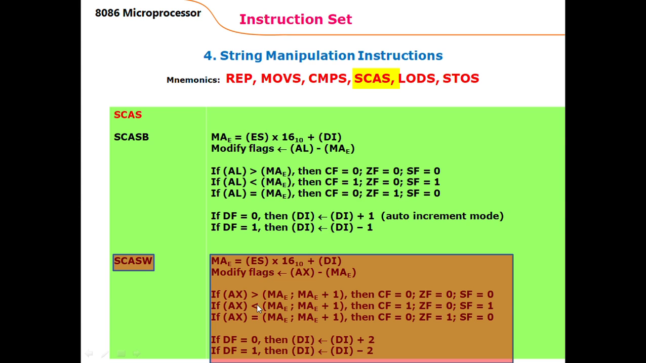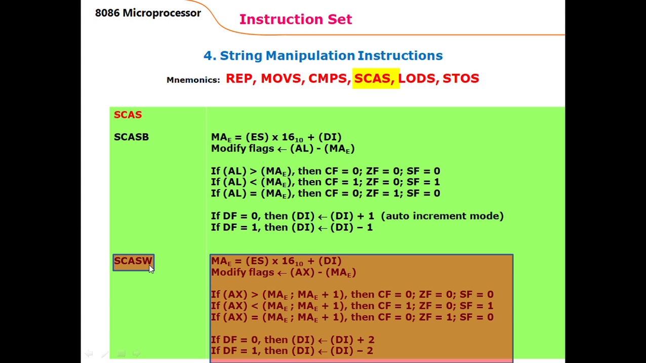And if AX is less than the 16-bit value in memory, then a borrow would be needed, so the carry flag is 1, and the result is non-zero, so the zero flag is 0, and the result would be negative, so the sign flag is 1. And if the two words are the same, then no carry or borrow is required, so CF is 0, and the result is 0, so the zero flag is 1, and the result is non-negative, so the sign flag is 0.